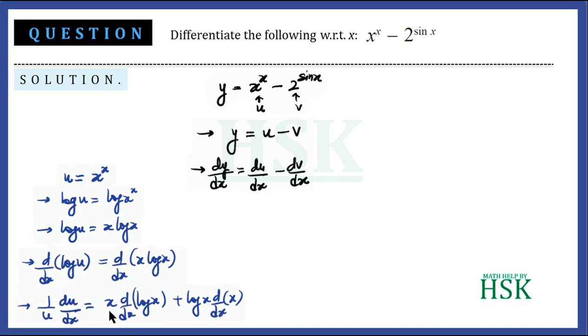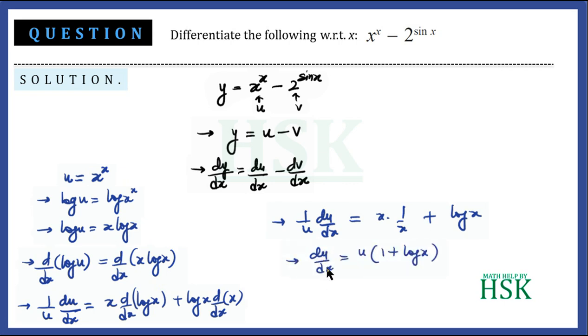and 1 upon u du upon dx, that is the differentiation of log of u with respect to x, would be equal to first function into differentiation of second function plus second function into differentiation of first function, that is x into d by dx of log x plus log x into d by dx of x. The differentiation of log x is 1 upon x, and the differentiation of x is 1. This x and x would cancel out in the next step, so I'm going to get du upon dx is equal to u into 1 plus log x, or du upon dx is equal to x to the power of x into 1 plus log x.